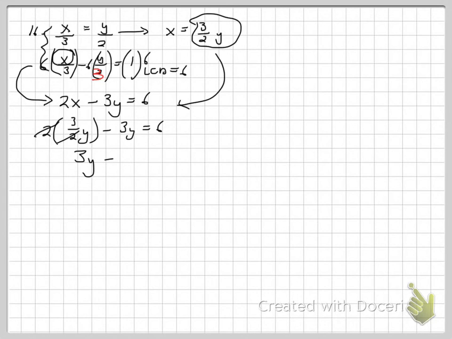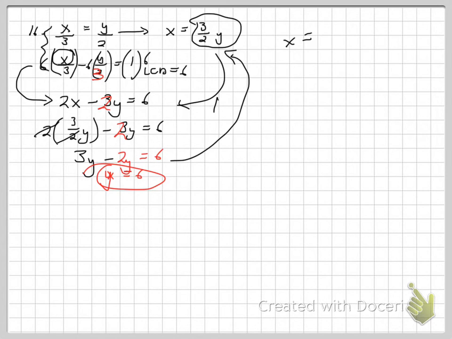So let's go back down here, and we're going to get 2y. And I like the answer better. So y equals 6. Now we'll go back and we'll plug that in by going up to the expression. X equals 3 halves times 6. 2 goes into 6 3 times, and x equals 9. So my final answer would be 9, 6.